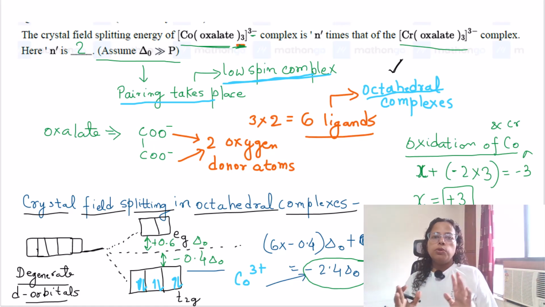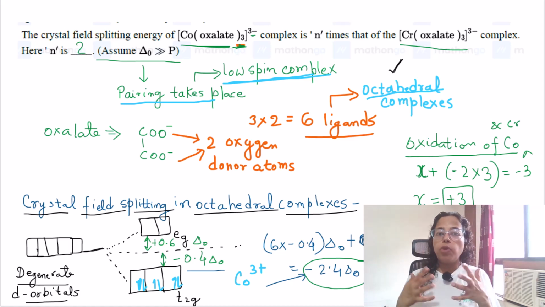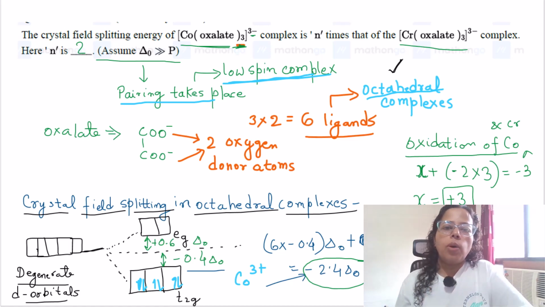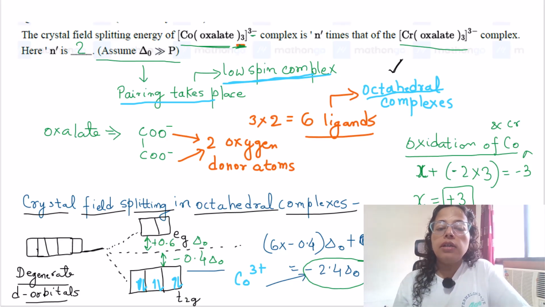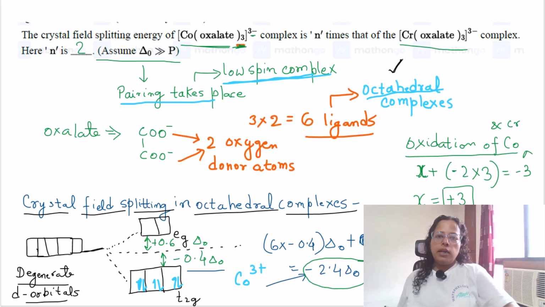I hope you understood this problem. So what did we do to solve it? First of all, we understood the nature of the ligand and the meaning of delta octahedral, which is greater than pairing energy. Then we understood what kind of complex it is: a low spin complex, where pairing will take place. Then we calculated the oxidation state of these metal ions in these complexes, and then we filled the electrons according to the crystal field splitting in the octahedral low spin complexes. So this is how we solved this problem, and I hope you understood the explanation.